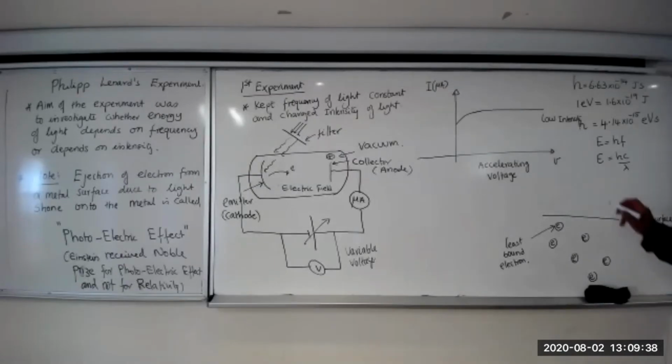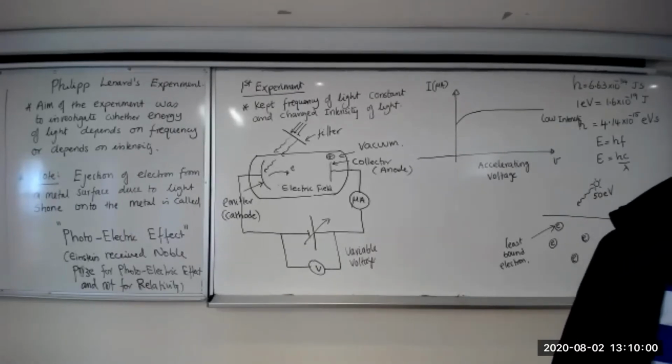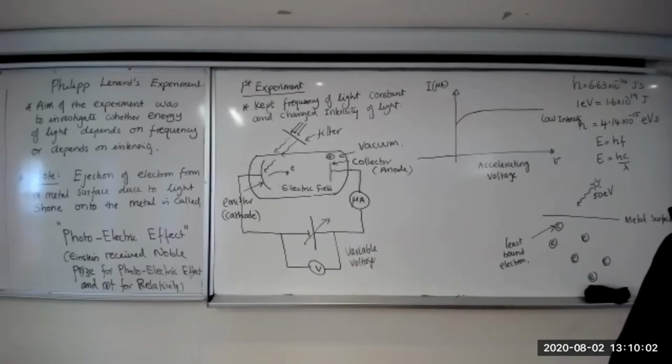Okay, for argument's sake, say you have the light source, you're shining light. So the light may be giving, say, 50 electron volts of energy. Just simple argument. 50 electron volts of energy. We don't know yet the energy is coming as a particle or as a wave. Let's say that energy is coming as 50.